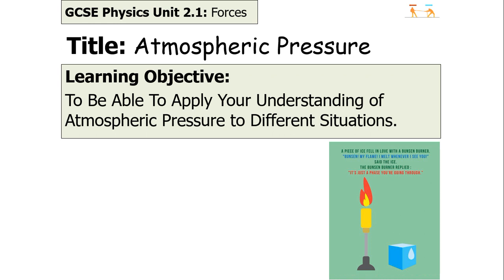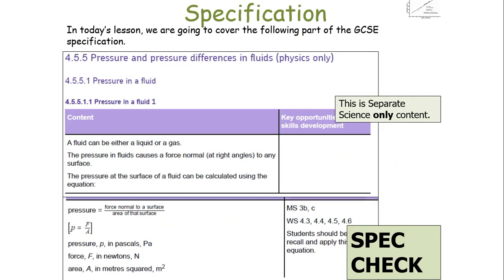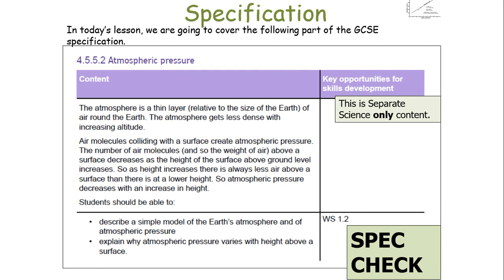So in today's lesson, what we're going to do is try to define what fluid pressure is, calculate fluid pressure, and then detail and describe the properties of atmospheric pressure, which links into the following part of the AQA GCSE specification. So it links into the pressure in a fluid part of the course which you looked at in the previous lesson, but it also links into this particular part of the AQA Separate Science specification for physics, which is atmospheric pressure, which looks at what the atmosphere is, how atmospheric pressure is created, and how atmospheric pressure varies with height.